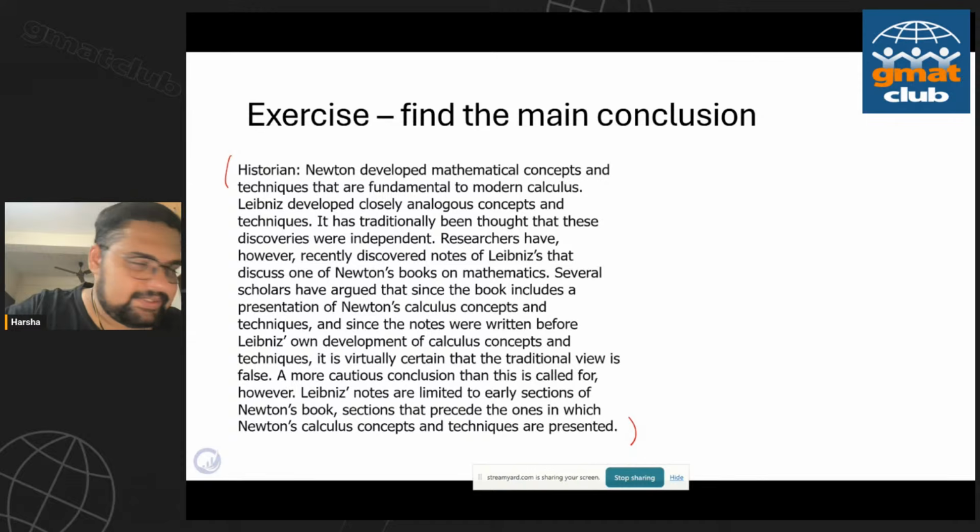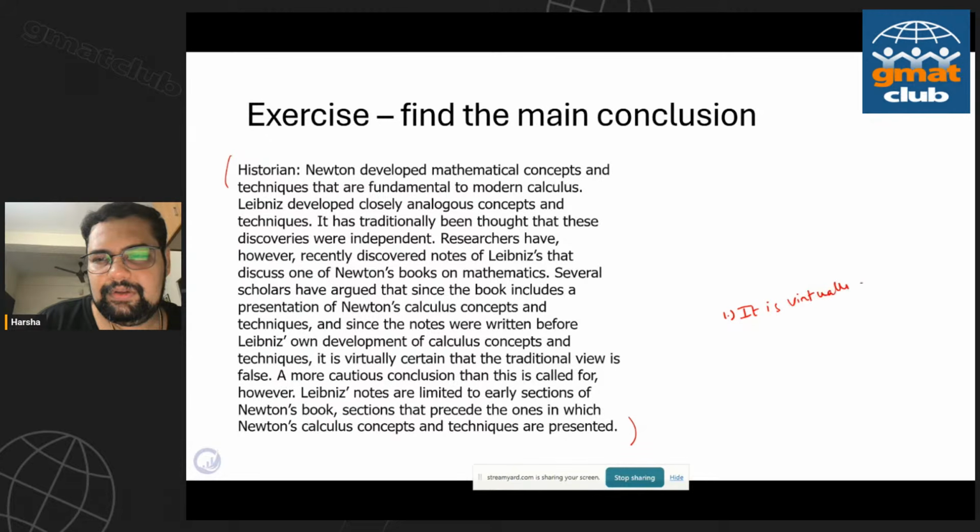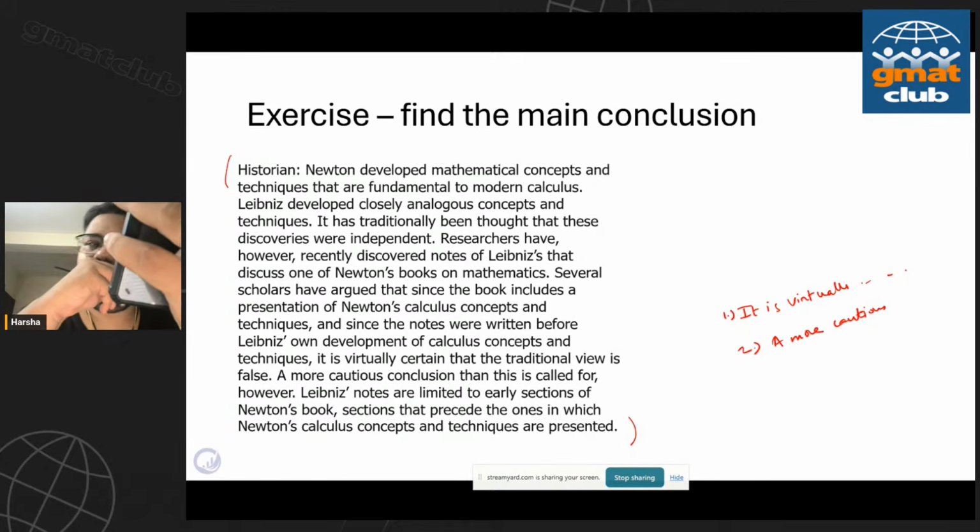Now we're seeing some answers come in. Okay. So let's look at all the candidates. Some of us say it is virtually certain, and some more of us are saying, are more cautious. Okay. A more cautious is actually the correct main conclusion.